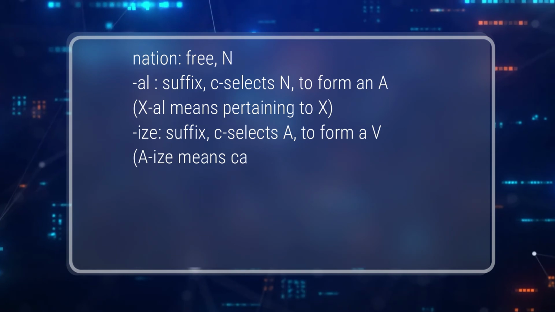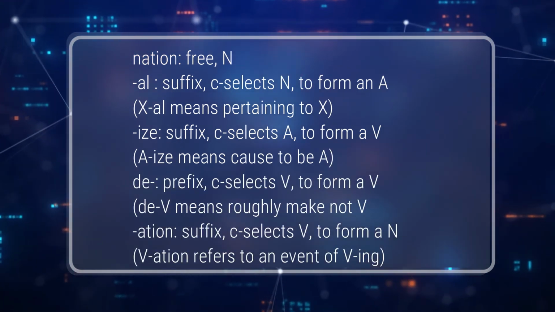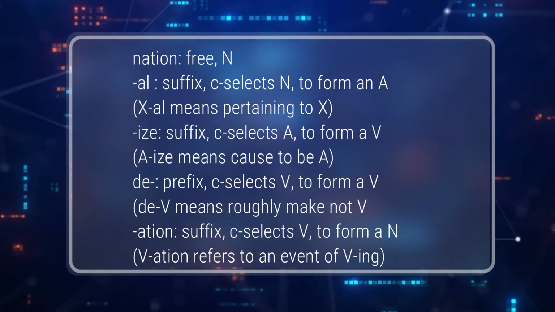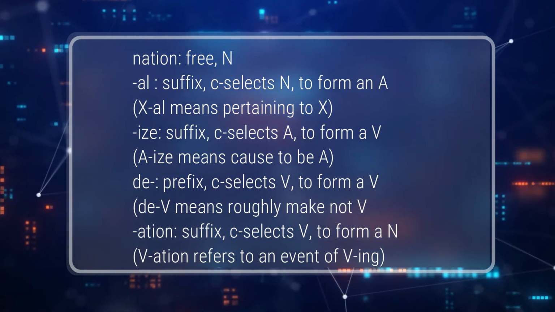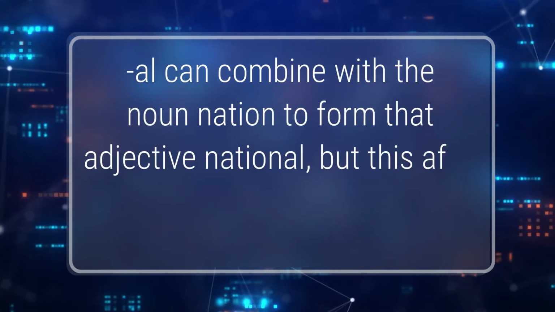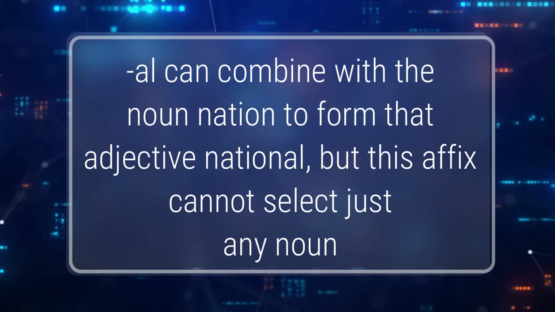We will call this kind of specification of these basic properties of morphemes the lexical entries. We will elaborate our lexical entries in various ways as we proceed. Notice that the third column of the entries above, the specification of what the affixes select, is only approximate. It is true that -al can combine with the noun nation to form an adjective national, but this affix cannot select just any noun.